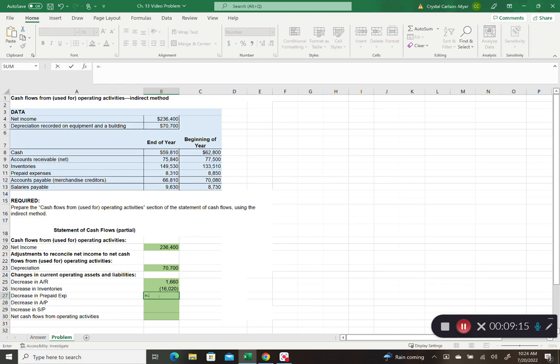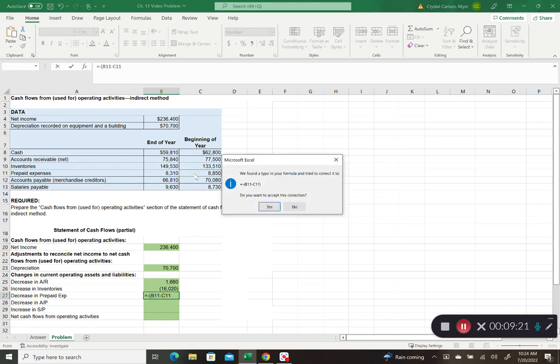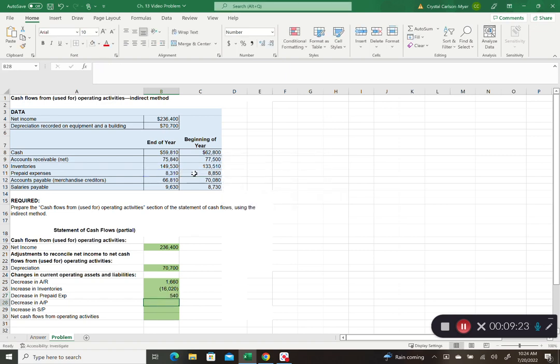So go ahead and put that negative in there before we do our beginning of the year subtraction from the end of the year. I keep forgetting to put my parentheses in there, but it's correcting it for me. All right. So that has a positive effect on my cash flows. Again, I'm paying out less money. So that's a positive effect on my cash flows.